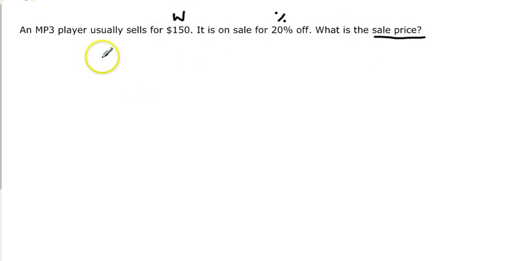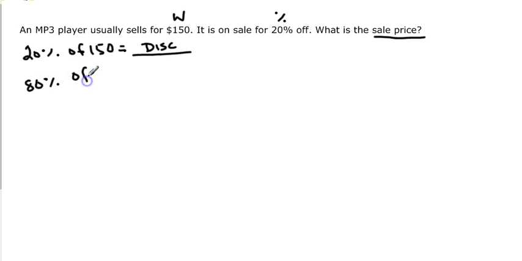So I have two ways that I could solve this. I could figure out 20% of 150 is equal to what? That would be my discount. Or I could find 80% of 150, and that would be equal to what I pay. Okay, so both of these are finding the same thing. We're both missing the parts. So I'm going to go ahead and show you on a tape diagram how this can be solved in one step.